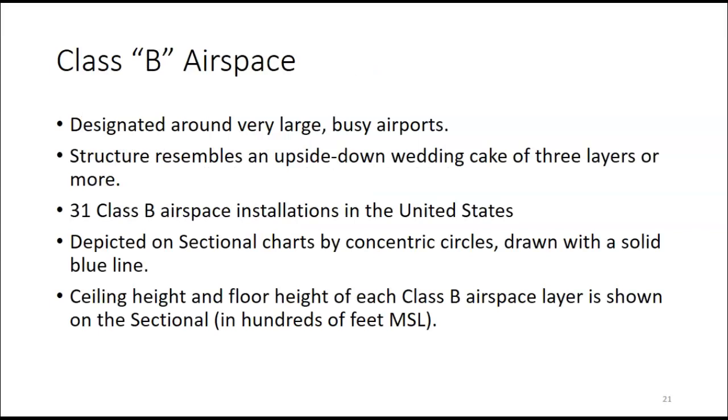Class B airspace is typically around very big airports, so think B for big and busy. And the structure again resembles an upside down wedding cake of 3 layers or more, but the shape varies depending on the needs of the airspace. There are 31 Class Bravo airspace airports in the U.S., and they're depicted on the chart with solid blue lines with concentric circles. The ceiling height and the floor height of each Class Bravo airspace layer is also shown on the sectional in hundreds of feet MSL.